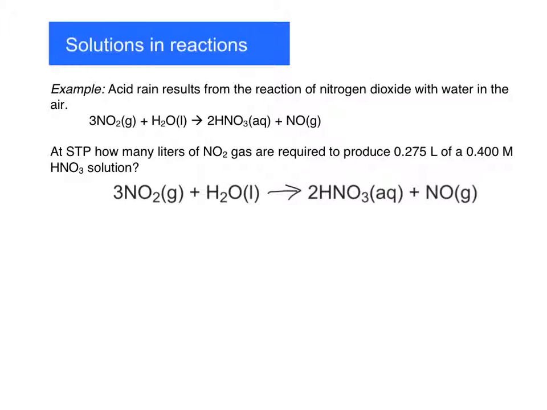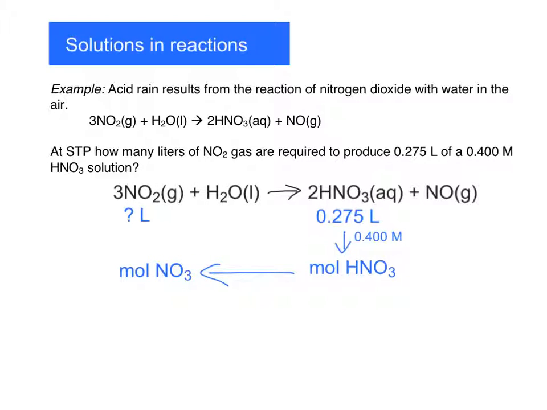And the problem tells us that we have 0.275 liters of HNO3 solution, so I'm going to write that under there. And we're trying to find liters of NO2. Okay, so we can get from liters of the HNO3 solution using the molarity, which is right here in our problem. So 0.4 would get us that number of moles. And we can get from moles of nitric acid to moles of NO2 using the ratios in our balanced equation. And then we can get from moles to liters of gas using the standard molar volume.